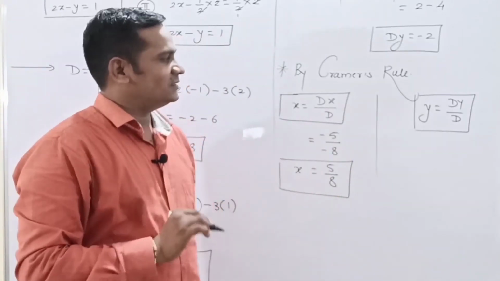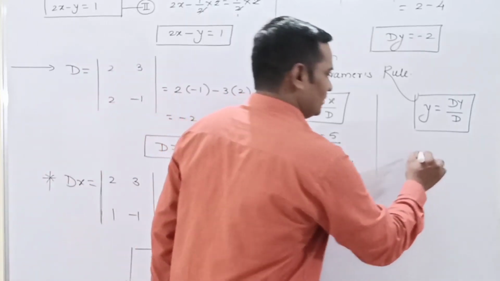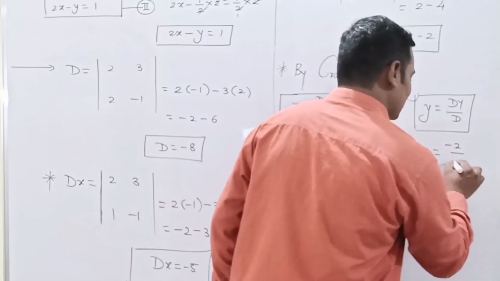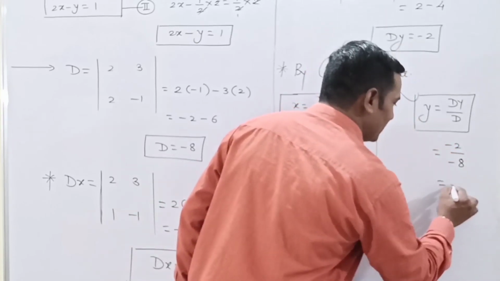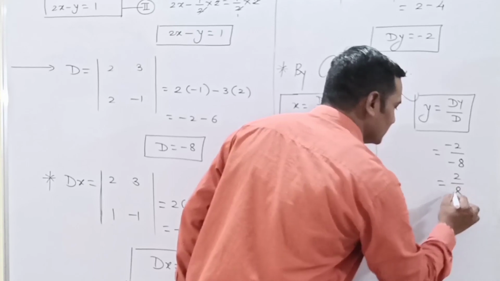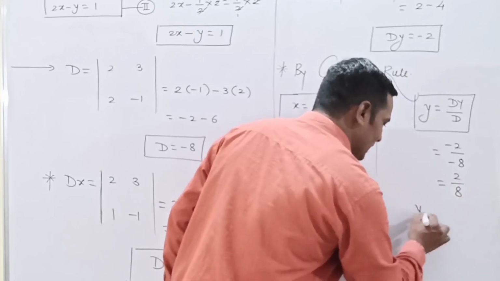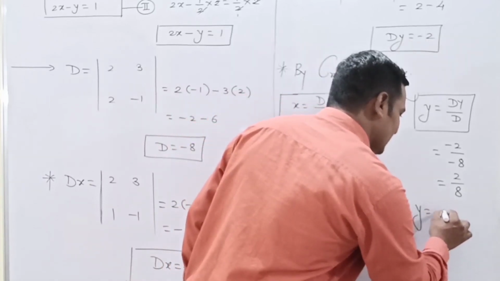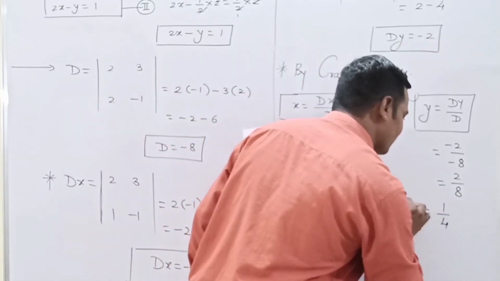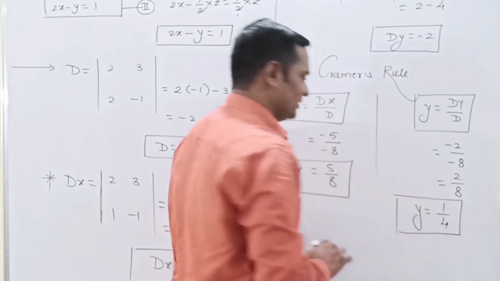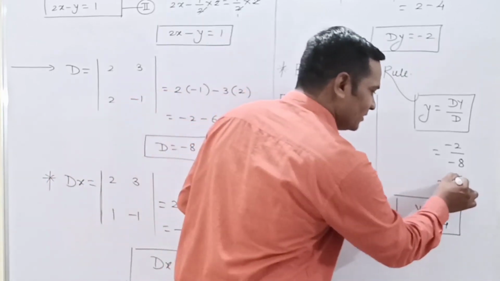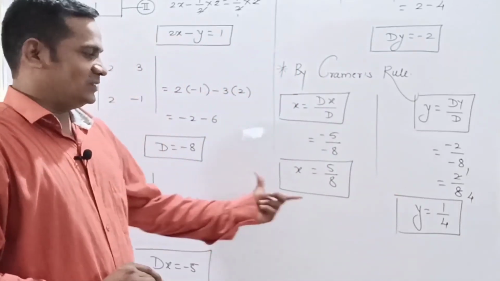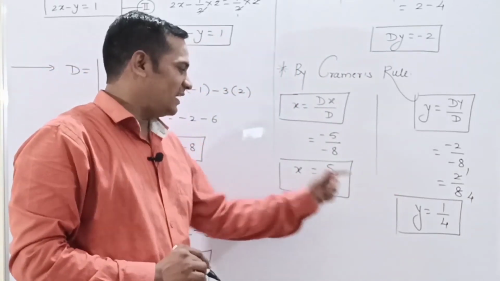Now let's take the values in the equation for y. Dy is minus 2 upon D, which is minus 8. Again minus minus will become plus, so y is equal to 2 ones are 2, 2 fours are 8, that means 1 upon 4. Done. So these are the values of x and y.